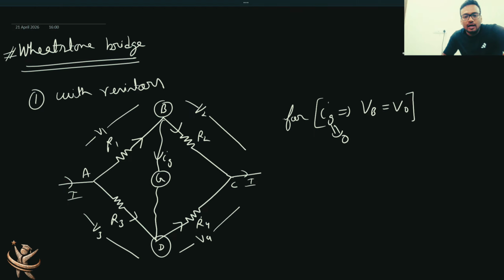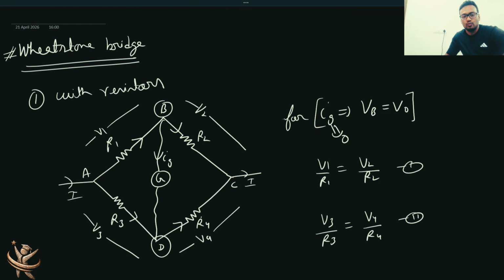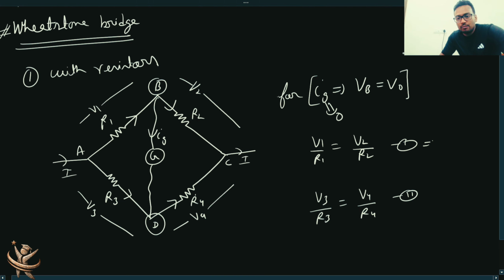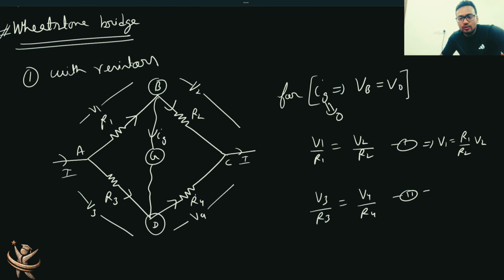It's very simple. In the upper arm the current will be the same, A to B, B to C. So what is the current in R1? That is V1 by R1, which must equal V2 by R2. Equation number 1. Similarly, V3 by R3 must equal V4 by R4. Equation number 2. From here you find V1, which is R1 by R2 times V2. And from here you find V3, which is R3 by R4 times V4.